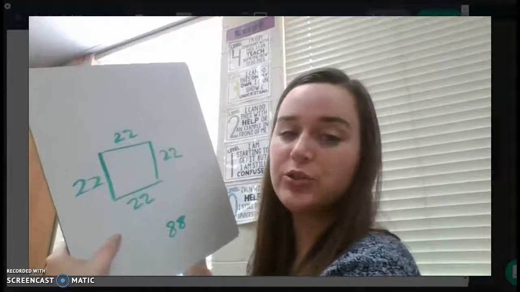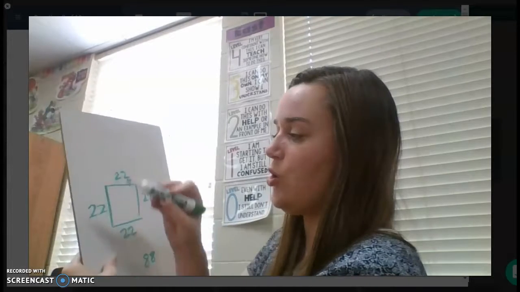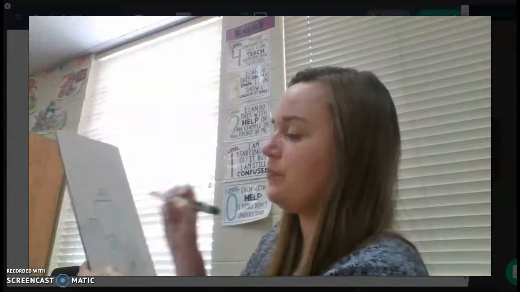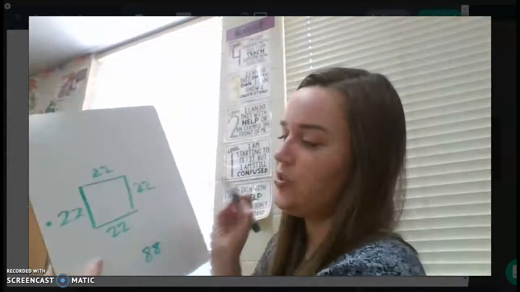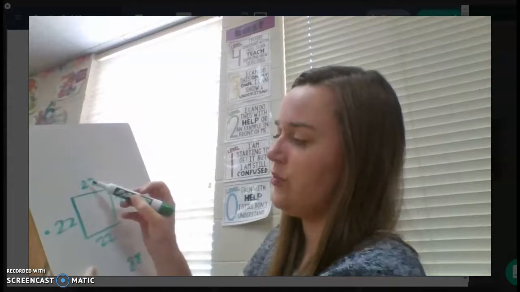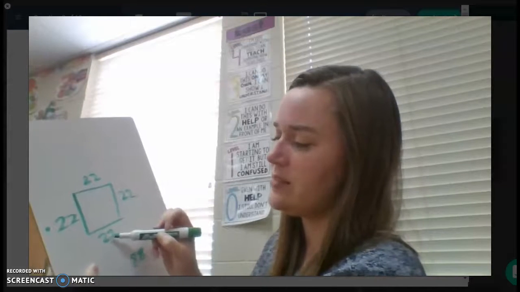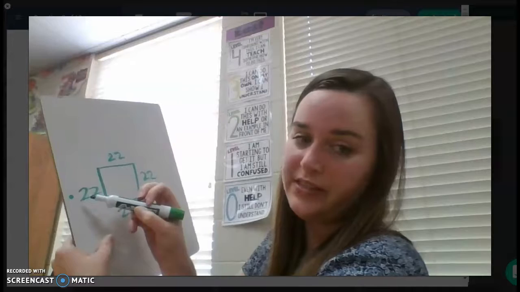Ooh, also tip with this. If you ever lose count when you go around in circles like this, a good tip might be to put a little dot by the first one you counted. So 22, 44, 66, 88, and I know to stop there because I already have a dot, which means I've already counted that one.